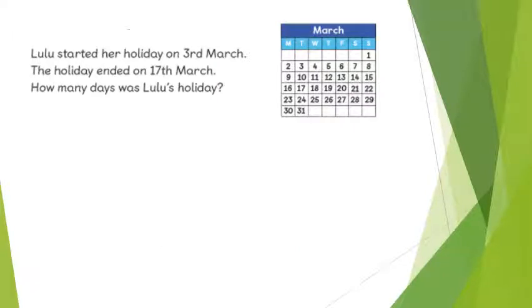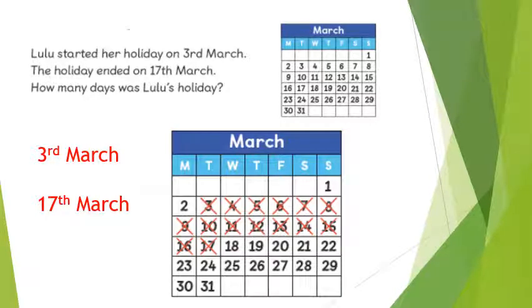Okay, hopefully you've had a chance to think about that. So we know that the holiday started on the 3rd of March. We know that the holiday ended on the 17th of March. So we're trying to work out how many days Lulu's holiday was in total. If we have a look at the crossed off days on this calendar, that shows us that whole time period, the whole number of days between the 3rd and the 17th.